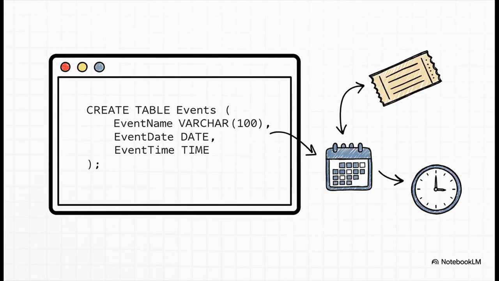Our final SQL example here shows a super simple event schedule. We're using varchar for the name of the event, a date column for the day it's on, and a time column for when it all kicks off. It's all perfectly organized, making it a breeze to search and sort.